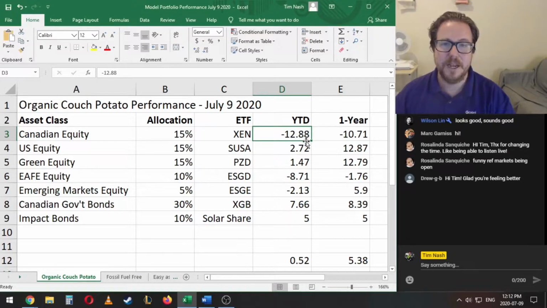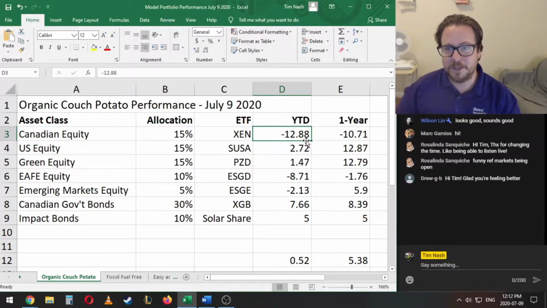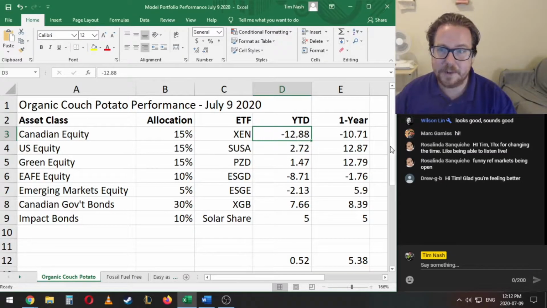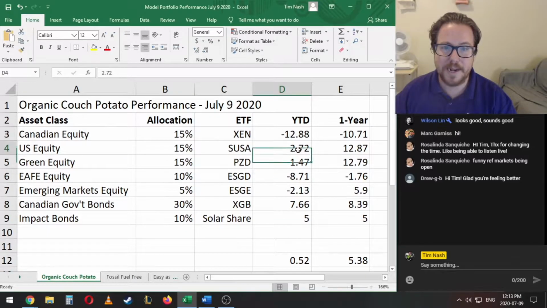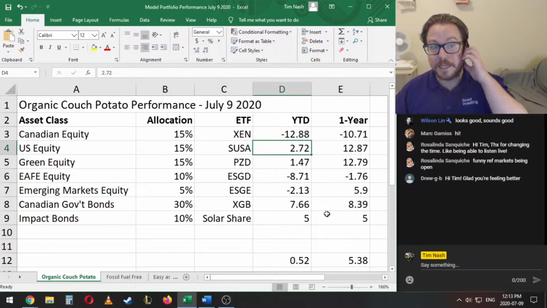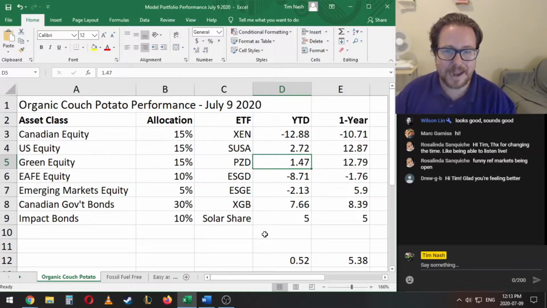Maybe that can be something that I look at on a future episode where maybe I can look at Canadian equities and then US and then kind of do it by country. But just know that Canadian equity has been dragging. However, if we look at US equity, it was negative for the standard one, and this SUSA is actually up a little bit. As well, our green equity, clean tech, has jumped back up.